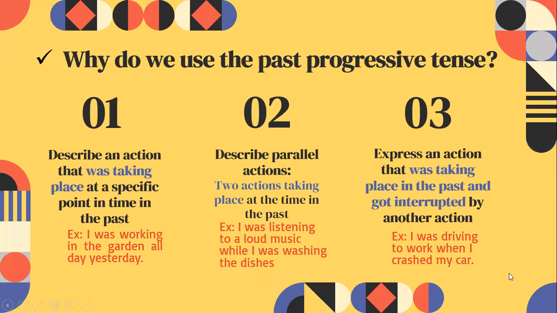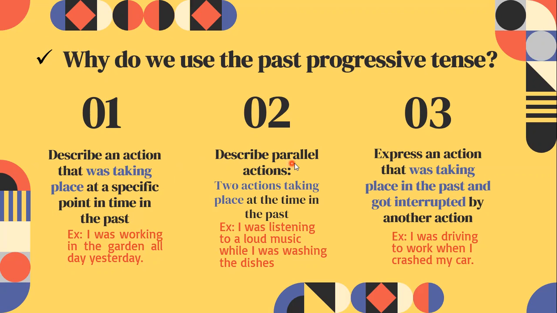So to sum it up, why do we use the past progressive tense? We use it in three cases. First, to describe or express an action that was taking place at a specific point in time in the past. For example, I was working in the garden all day yesterday. So this is the action that was taking place yesterday. I was working. This is the action that was going on yesterday. So again, to describe an action that was taking place at a specific point in time in the past.